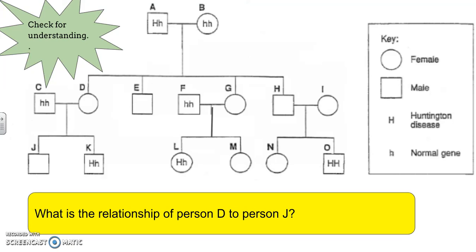All right, what is the relationship of person D to person J? So find person J, then find person D. What is the relationship between those two people? All right, so looking on here, person J is over here, and I backtrack, I see person D, so that person is his mom. So person D is his mom.